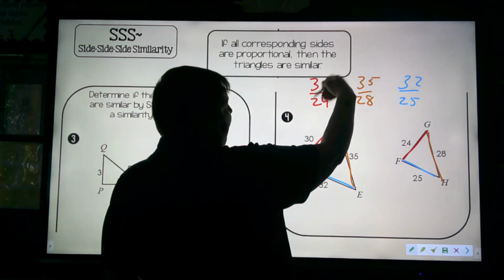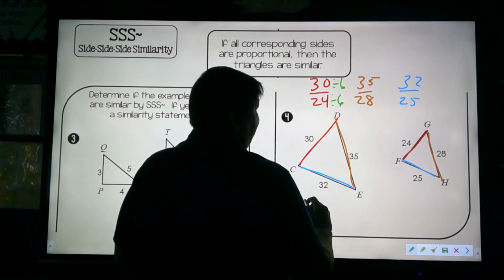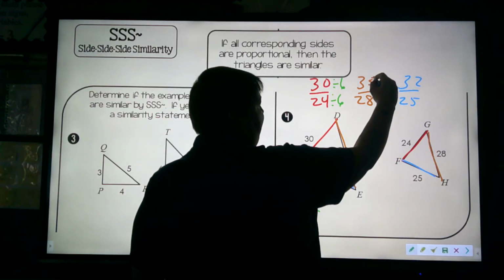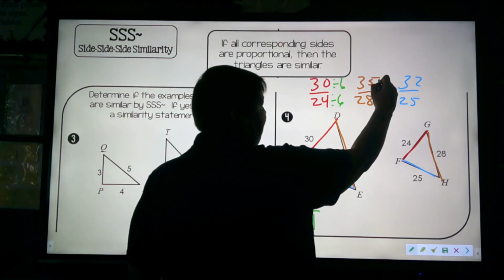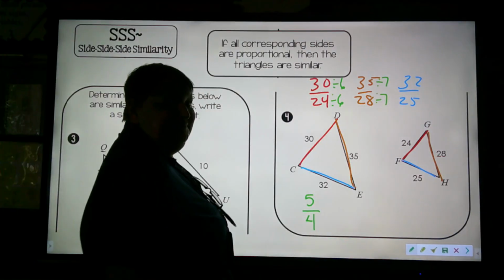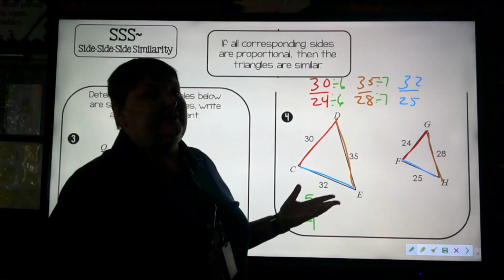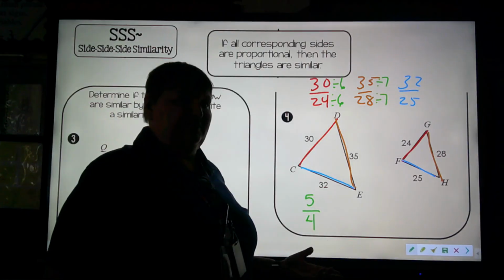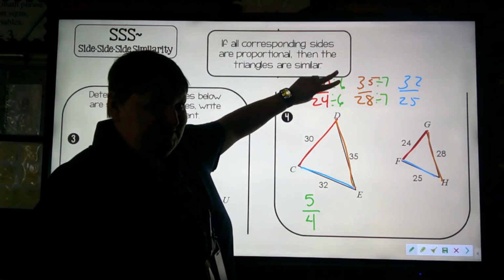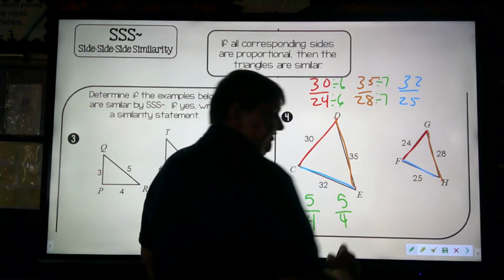Both of these can be divided by 6, so it's going to be 5 over 4. Both of these can be divided by 7. Because we're dividing them by the same number, we're not changing the fraction. We're creating an equivalent fraction. We're just simplifying it. It only works if you divide the top and the bottom by the same number. And that leaves you with 5 over 4. It's looking good so far.